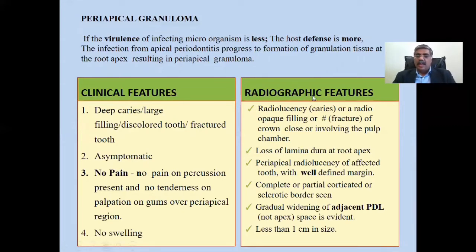Radiographically, as I said previously, the crown may demonstrate a source of infection. There will be loss of continuity of lamina dura at the root apex, and the periapical region may show a well-defined radiolucency with a complete or partial corticated or sclerotic border. And there may be a gradual widening of the adjacent periodontal space, and the size of the radiolucency will be less than 1 centimeter.